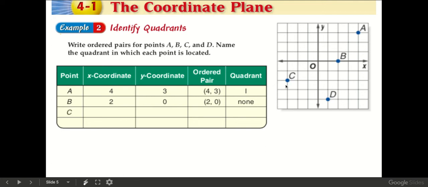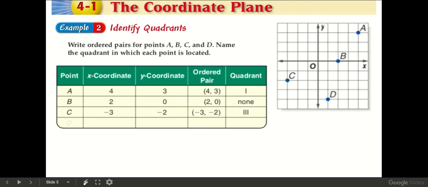So let's look at point C. Point C looks like it goes 1, 2, 3 units to the left. So that would be -3 for the x-coordinate. And then it goes down 2 units on the y-axis. So that would be -2 for the y-coordinate. So I would take my x and y coordinate and write my ordered pair. And then point C is located, oh, I know this is quadrant 1, quadrant 2, quadrant 3. So point C would be located in quadrant 3.